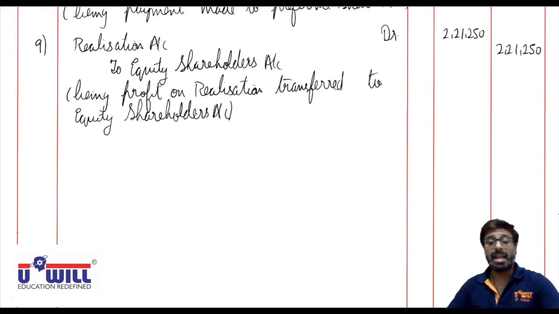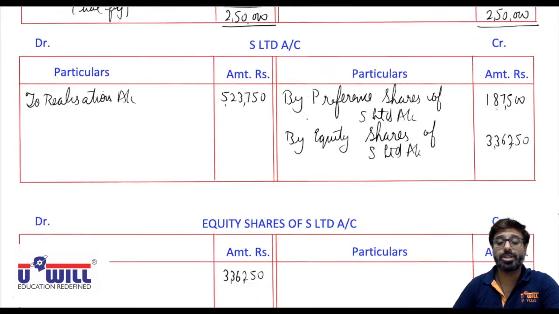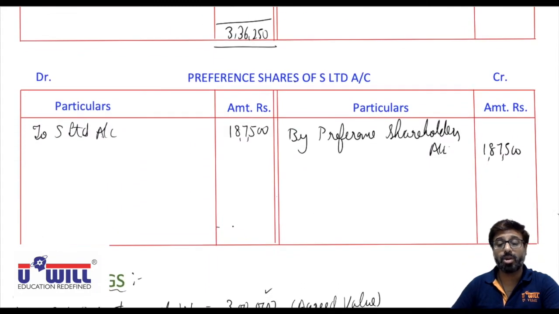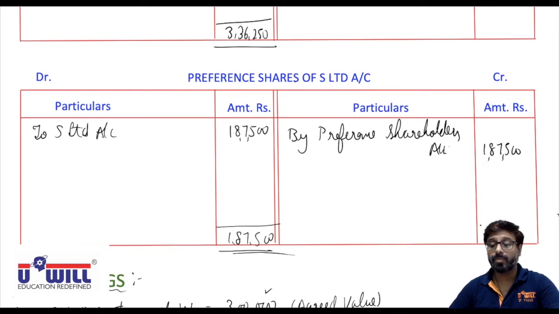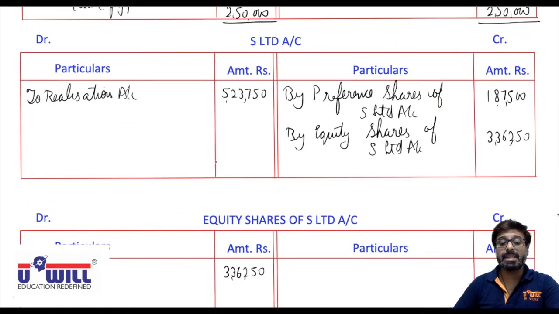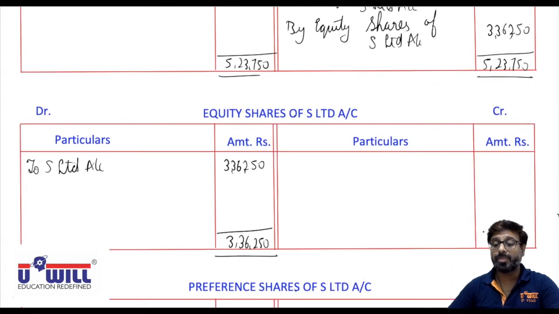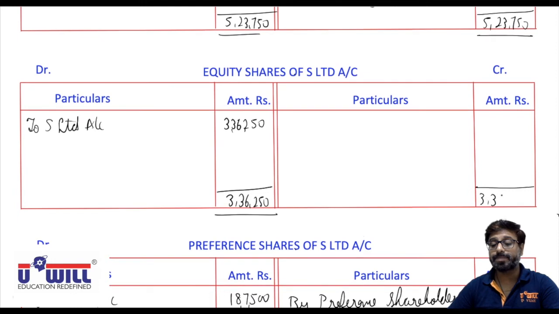Now, last entry, all other accounts will be closed and transferred to equity shareholders account. So first is this equity shares 336250. In fact, that is only one account. All other accounts have already got closed. Preference shares gets closed. Okay, S Limited already closed. So only equity shares balance is remaining. That we have to close and transfer to equity shareholders account, 336,250.